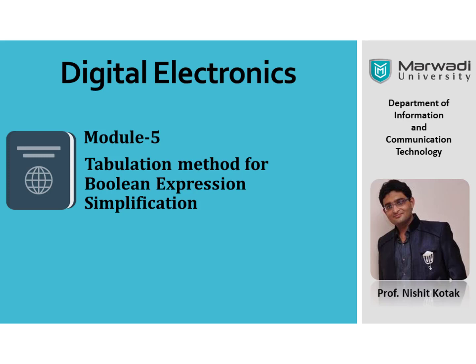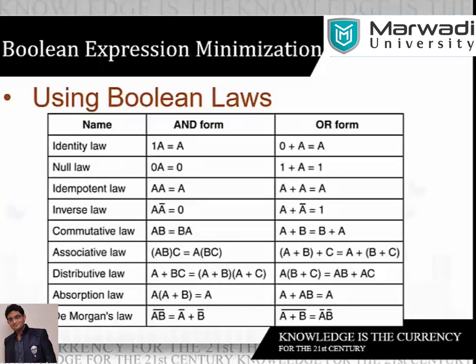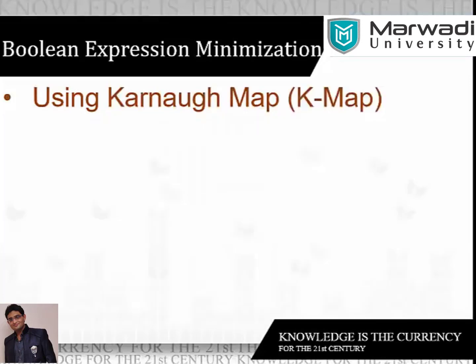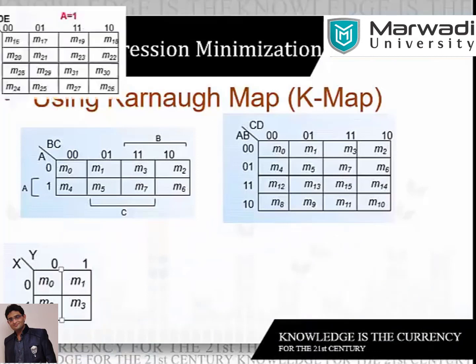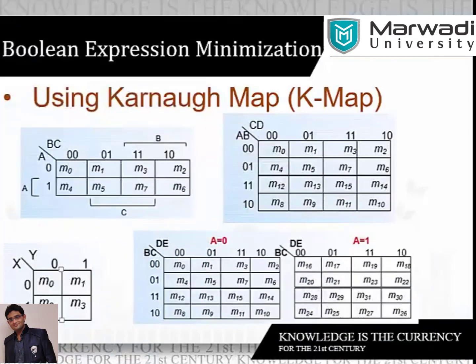Hello friends, today the topic for our learning session is tabulation method. We have learned different techniques for Boolean expression simplification using Boolean laws like identity law, idempotence law, associative law, distributive law, De Morgan's law, and many such other postulates. The next method is Karnaugh method, which is well known as K-map: 2 variable K-map, 3 variable K-map, 4 and 5 variable K-maps.